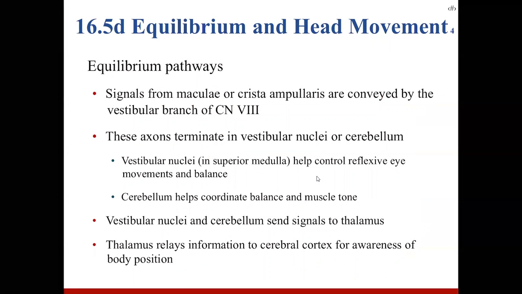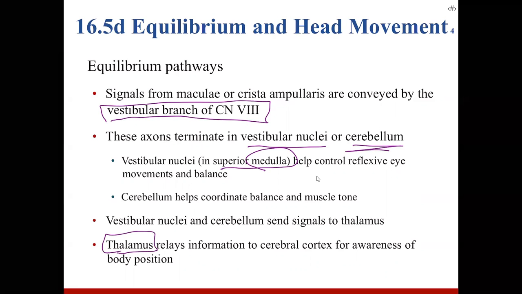The information is going to come out this vestibular branch of the cranial nerve number 8. Then it's going to go either to the vestibular nuclei, which are in the medulla, or to the cerebellum. That's how we figure out, if we're spinning, how do we stand up? Or the information is going to get sent to the thalamus, and then the thalamus is going to tell our cerebral cortex, so we know where we are, and if we need to put our foot down or whatever.